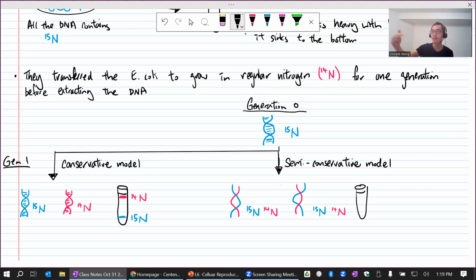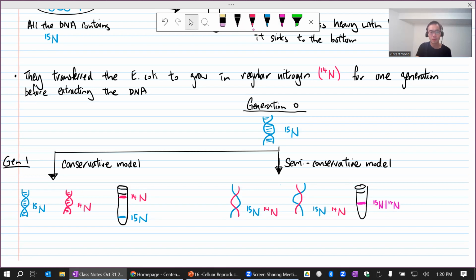Like, it's not 15. The whole thing is not 15, so it's not as heavy as the 15. The whole thing is not 14, so it's not as light as the top, right? It's somewhere between 15 and 14, maybe like 14.5 or something like that. And that is why we're going to have a single band in the middle. Okay, that's like 15/14. How about the rest of you? Do you guys understand? Why is it just one band in the middle? Okay, thank you.